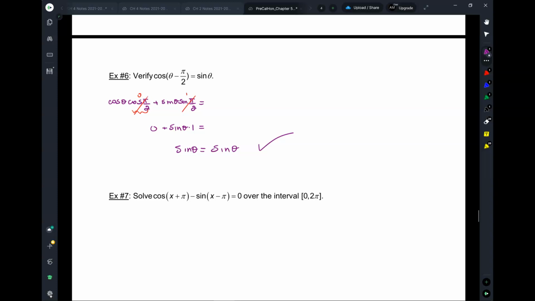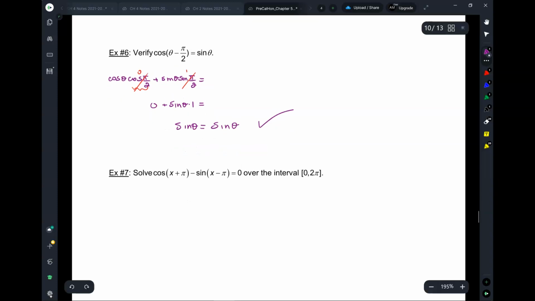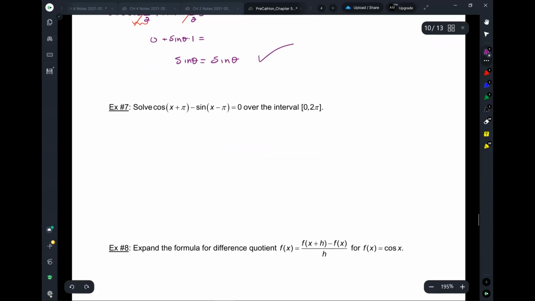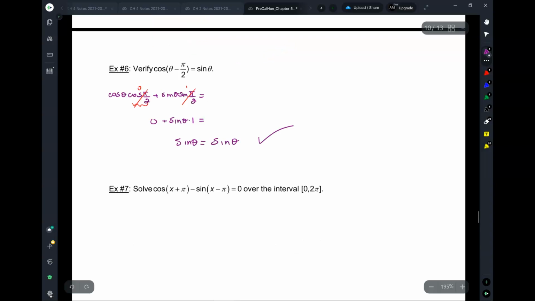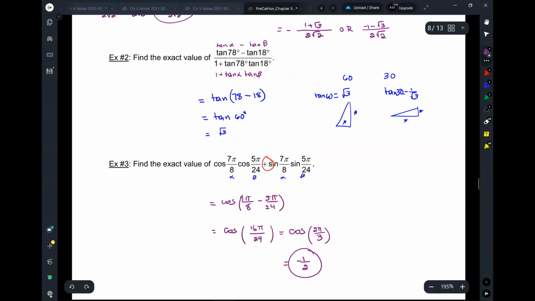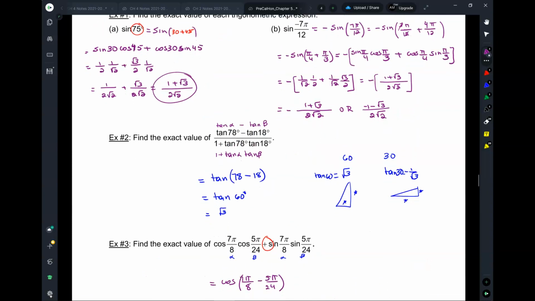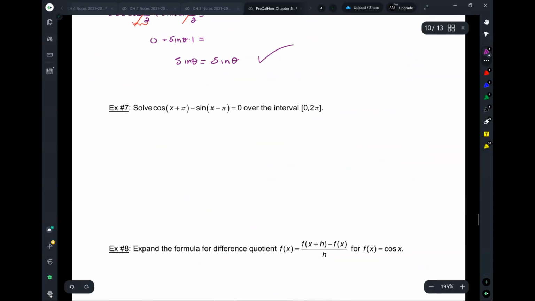Okay, now let's solve an equation. Look at this equation. Cosine of x plus pi minus sine of x minus pi equals 0. Well, this is 2 of these problems combined into one. Because look, this one is a cosine of a plus b.